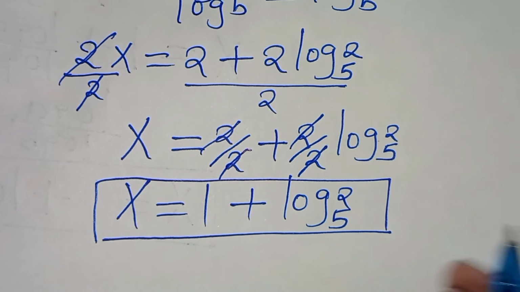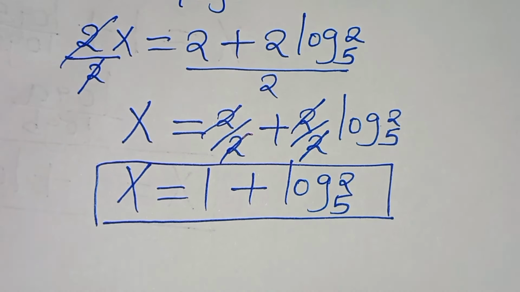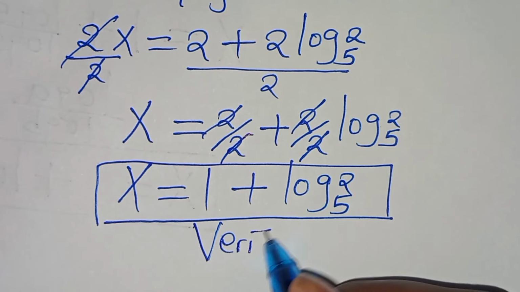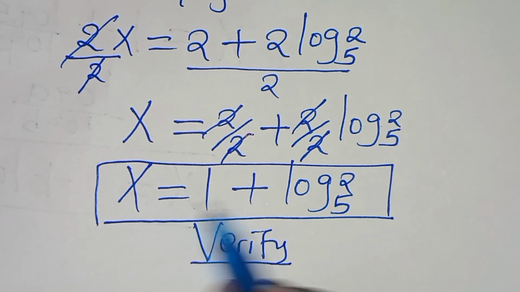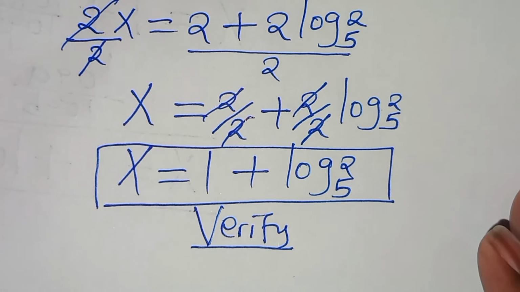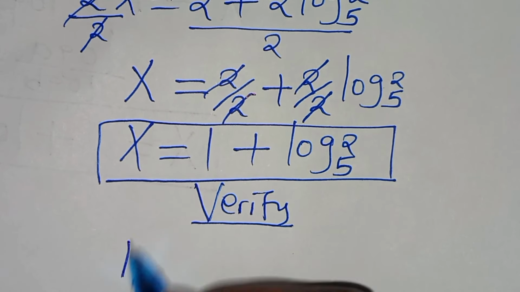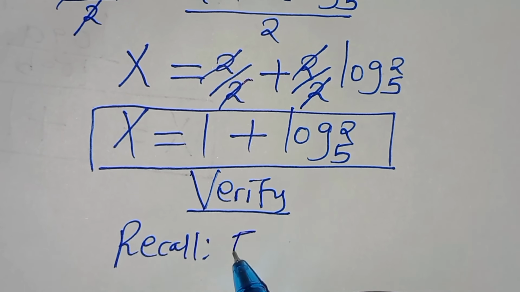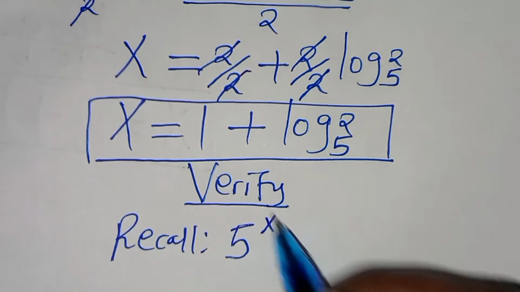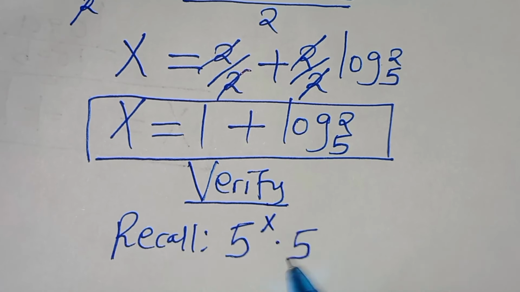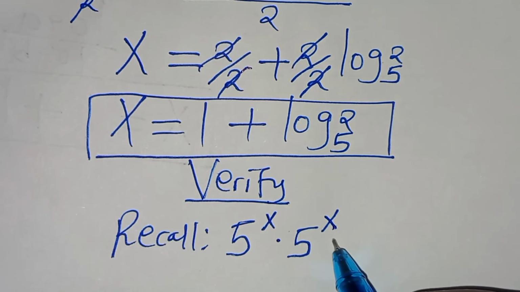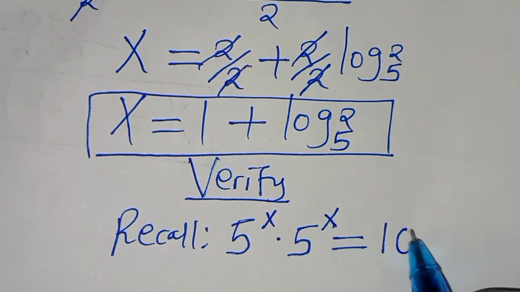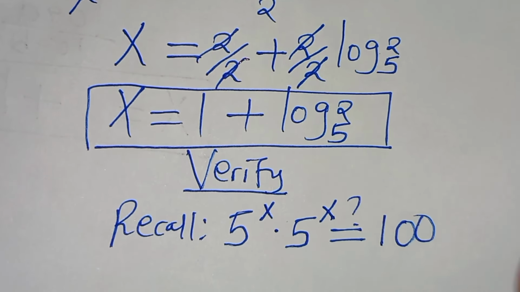The next step from here is to verify that this value of x satisfies the equation. So if you recall, we have that 5 to the power of x times 5 to the power of x should give us a value of 100.